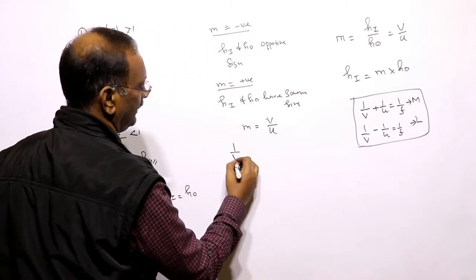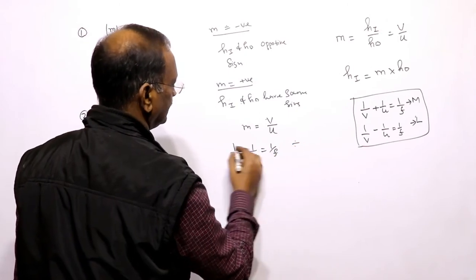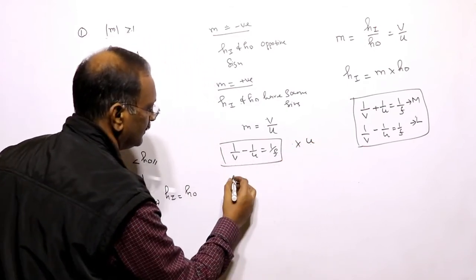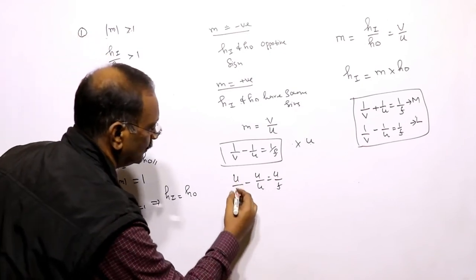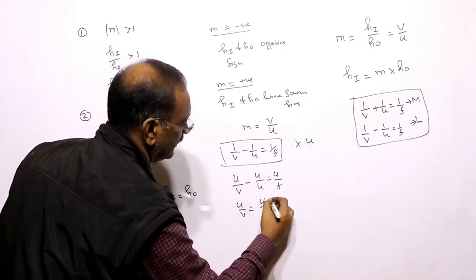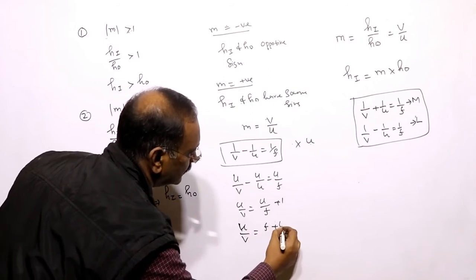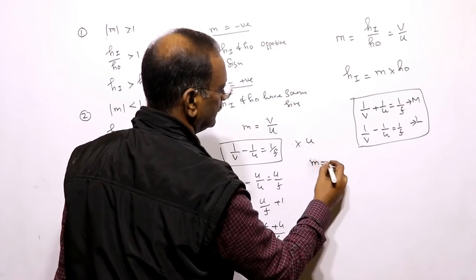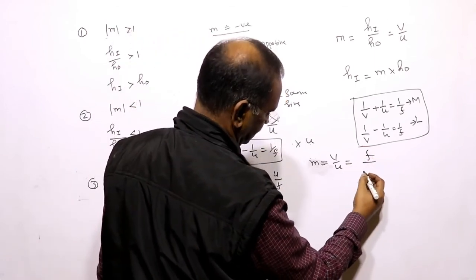So we take this equation 1 by v minus 1 by u is equal to 1 by f, that is the lens formula. Multiply this equation by u. So u by v minus u by u is equal to u by f, and u by v minus 1 is equal to u by f. This 1, where it is going, it will become plus 1. So u by v is equal to (f plus u) by f, and we know magnification is equal to v by u. Reverse it, it becomes f divided by f plus u. f divided by f plus u.